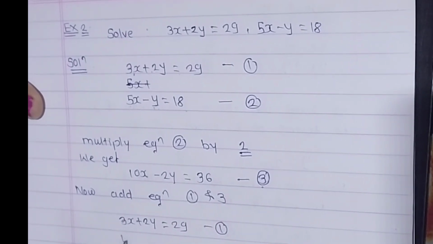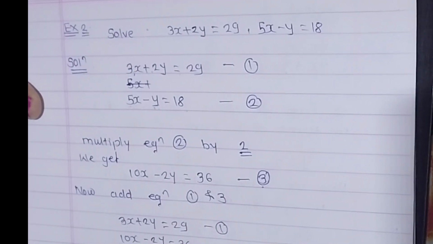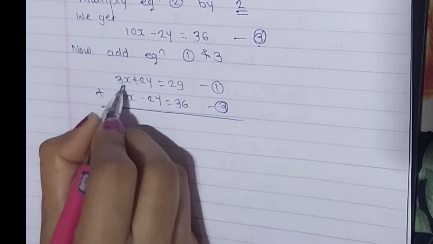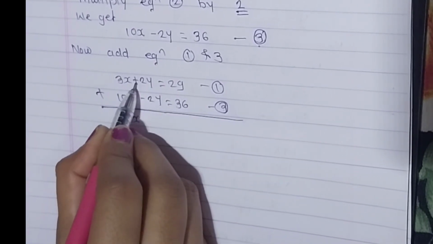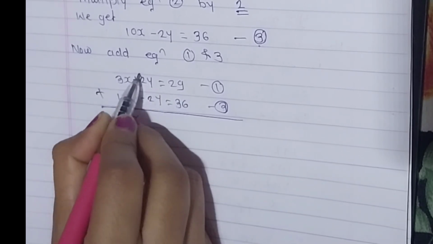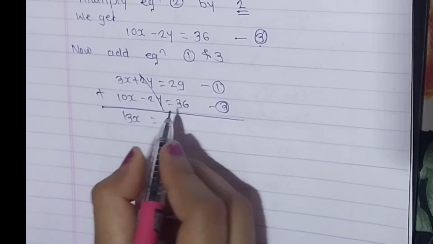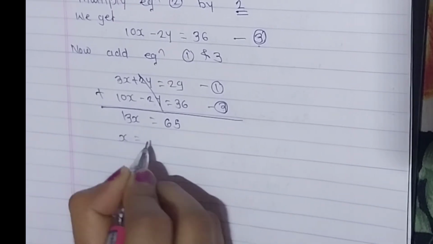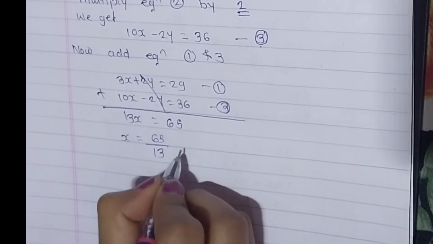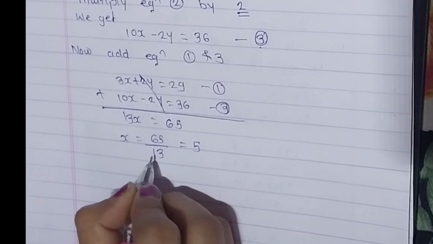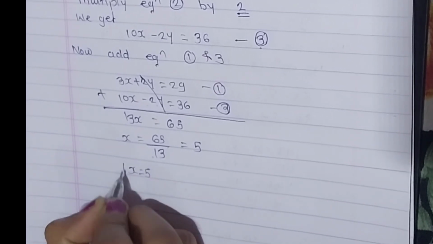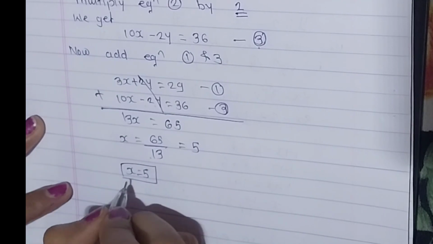So equation 1 is 3x plus 2y equal to 29, and equation 3 is 10x minus 2y is equal to 36. By adding these, we get 13x, and 2y minus 2y gets cancelled, is equal to 65. So x is equal to 65 divided by 13. We get the value of x is equal to 5.